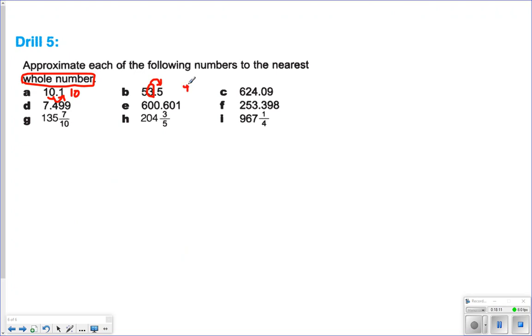We have decimal point and 0 here. 0 on the right side of the decimal point is meaningless. So the answer will be just 54. The answer will still be 54.